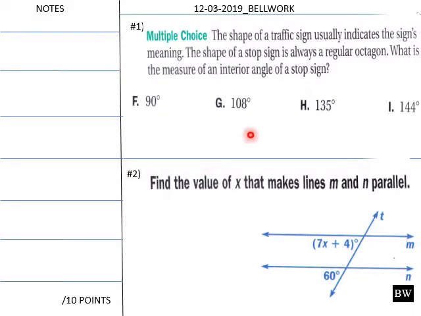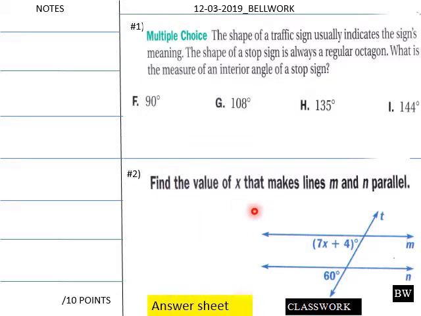Today's bell work, teachers, we have multiple choice up here. Find the value of x today, students, so find that value of x. And we have a stop sign. What is the measure of the interior angle of a stop sign? So what is a stop sign? It's an octagon. So students, give your students 6 minutes to do this.